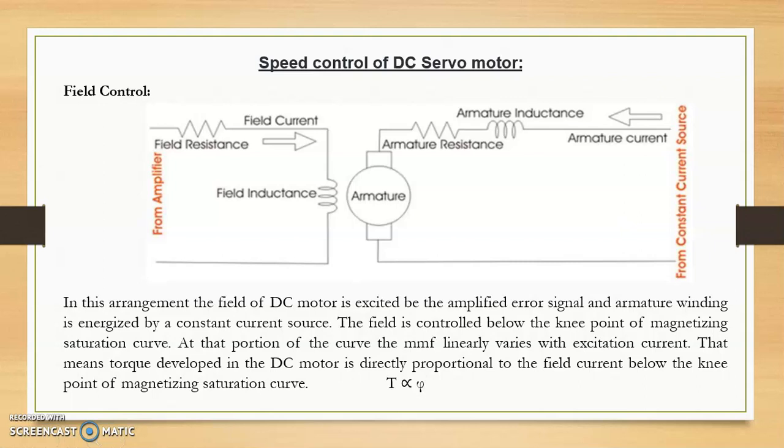By using that you can control the overall operation, where on your armature side you are going to keep your current component constant, and here you are going to increase or decrease the field current or field flux by using some variable resistance. By doing so, your torque is directly proportional to your field flux. With irrespective of your load, you can vary the torque. Indirectly you are going to control the speed of the system.